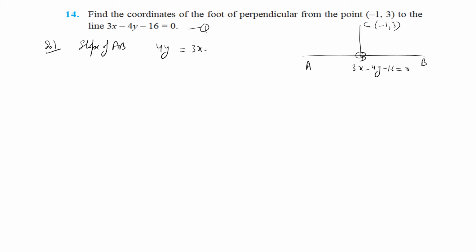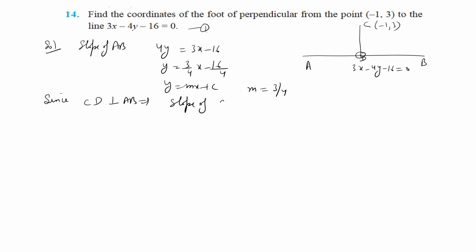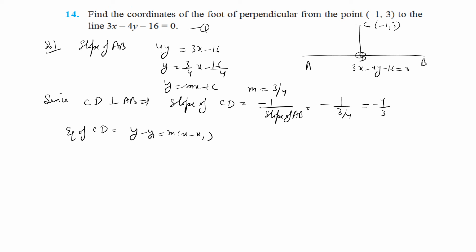Now what is the slope of AB first? Express it in this form. So y is 3x by 4 minus 16 by 4. So compare it with y is equal to mx plus c. My slope is 3 by 4. Now since CD is perpendicular to AB, this implies the slope of CD is equal to minus 1 upon the slope of AB. So it will be minus 1 upon 3 by 4, that is minus 4 by 3. Now the equation of CD, using y minus y1 equal to m times x minus x1, with this slope and this point, is y minus 3 is m times x minus x1. So 3y minus 9 is equal to minus 4x minus 4, so 4x plus 3y minus 9 plus 4, that means minus 5, equal to 0.